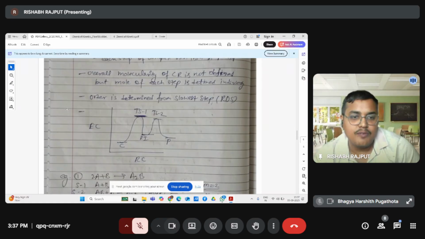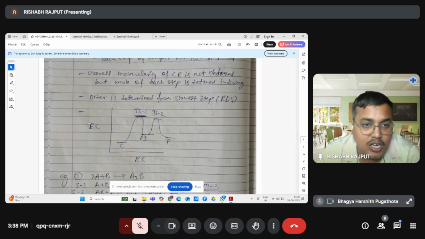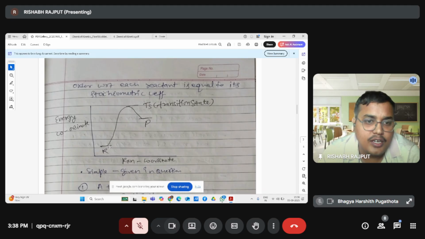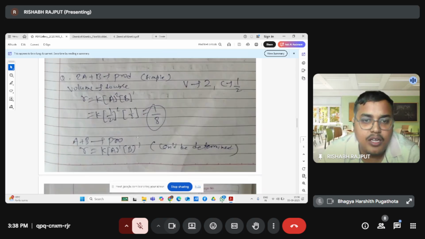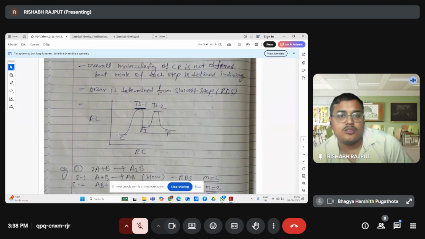In this graph you can observe the energy coordinate and the reaction coordinate. You can see that from reactant to product we have two transition steps. In the previous case, there was only a reactant, a product, and only one peak. But in the complex reaction, you can see two peaks like this.